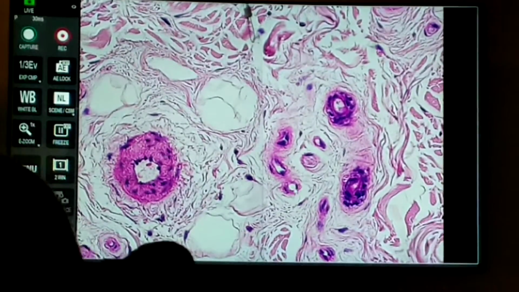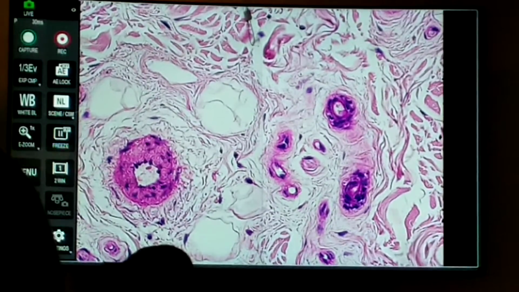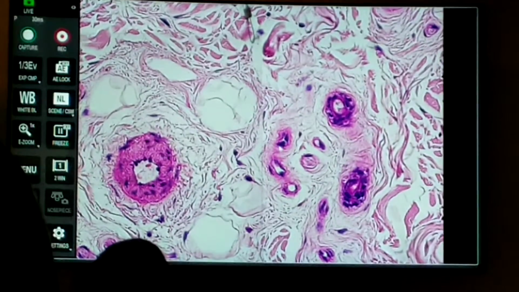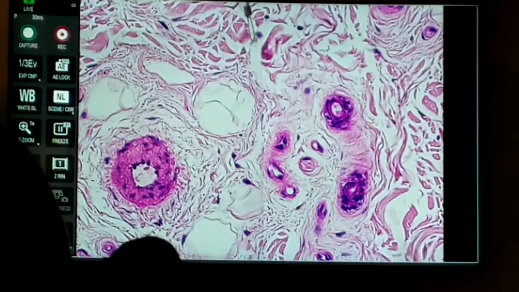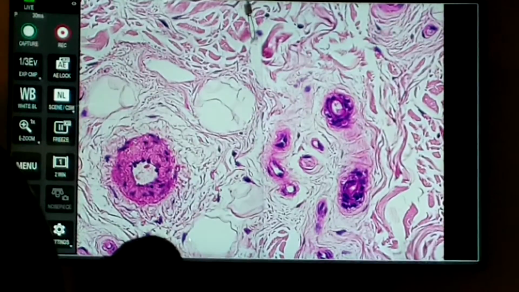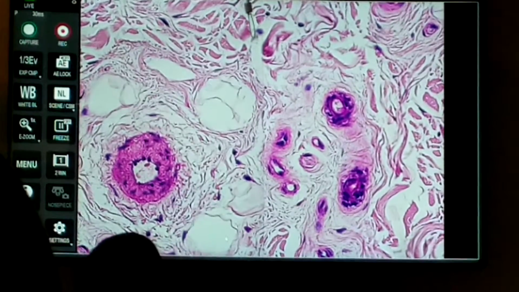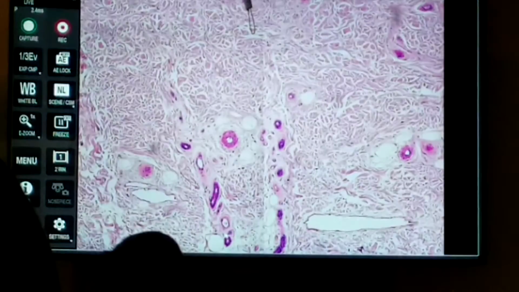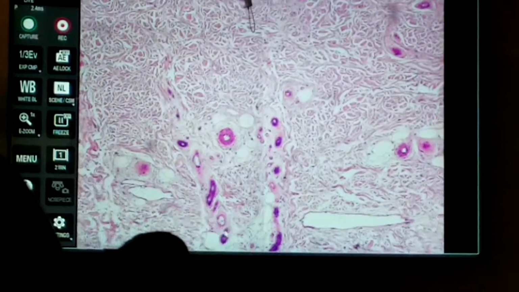These are tiny blood vessels, simple squamous epithelium surrounding the endothelium. In fact, you can see some other blood vessels like here, the simple squamous epithelium. Look at your epithelium to identify structures.